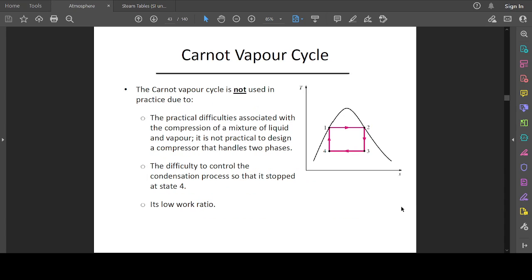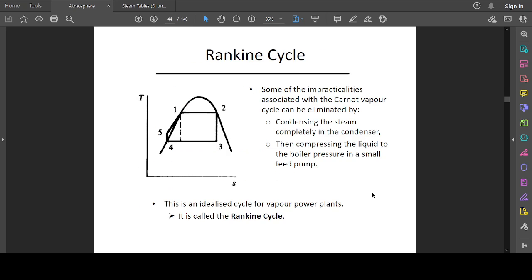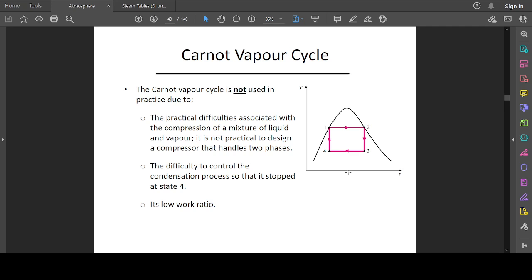So the Carnot vapor cycle is not used in practice due to the practical difficulties associated with the compression of the mixture of liquid and vapor. It is not practical to design a compressor that handles two phases. There is the difficulty of controlling the condensation process so that it stops at stage 4, and its low work ratio. Because of this, it is not used in practice. It is just a cycle upon which we can base our modeling and real life application, but replicating this is impractical.